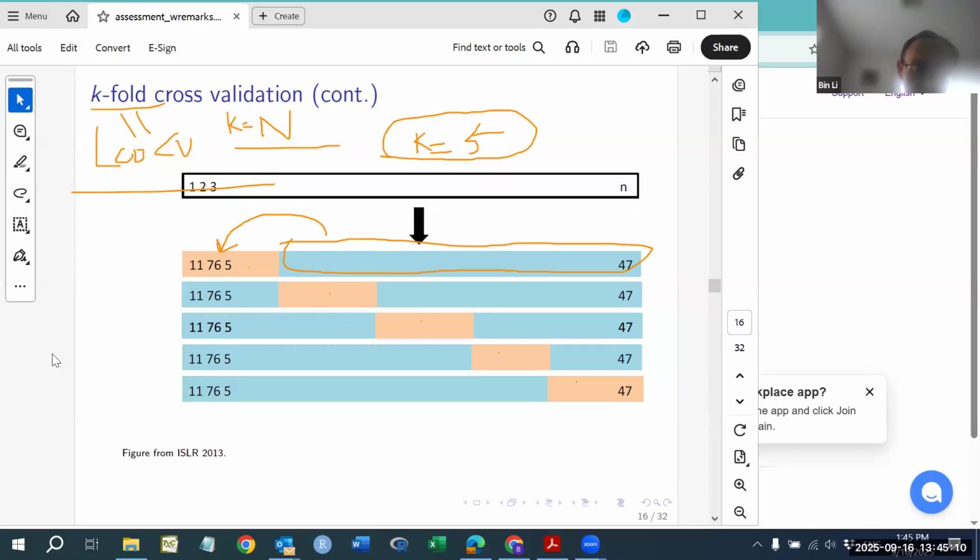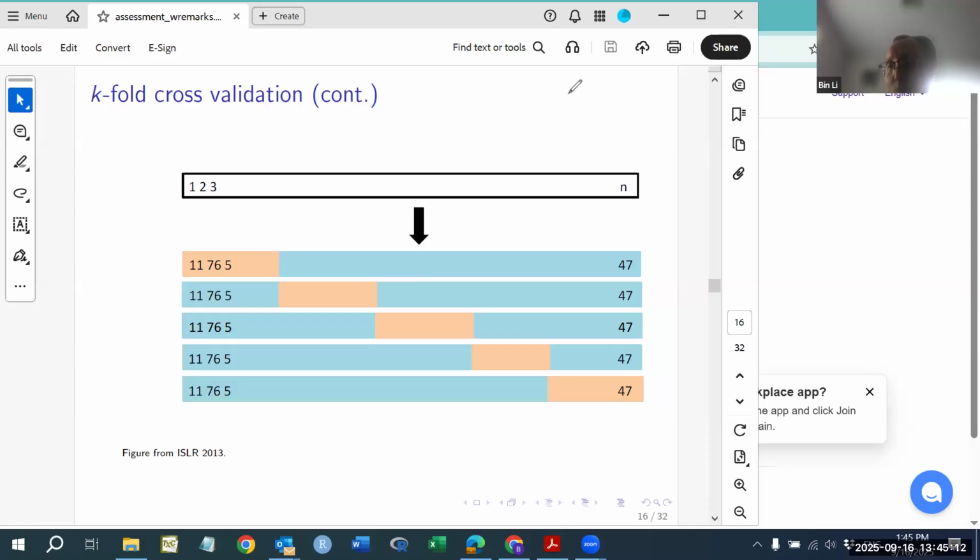So you may ask, what's the difference? The difference is that now this one is not deterministic, it's random too. But the good thing is that if the model is not a linear fitting model, then we have to fit the model each time. So with k-fold, like five-fold, we only need to fit the model 5 times, or k times. So the computation burden is not too much.